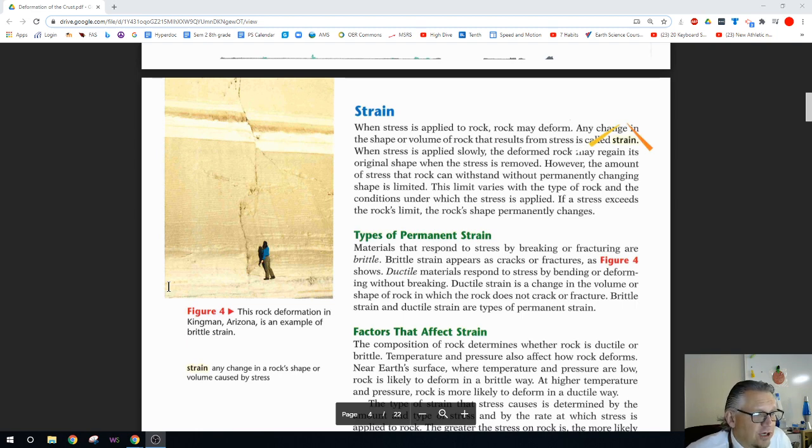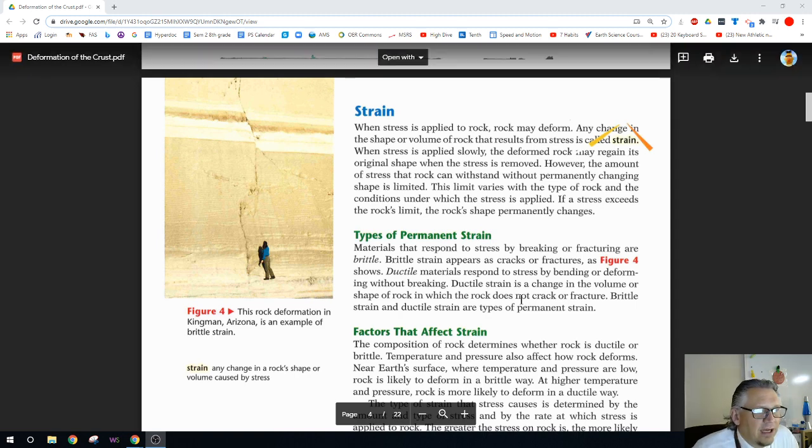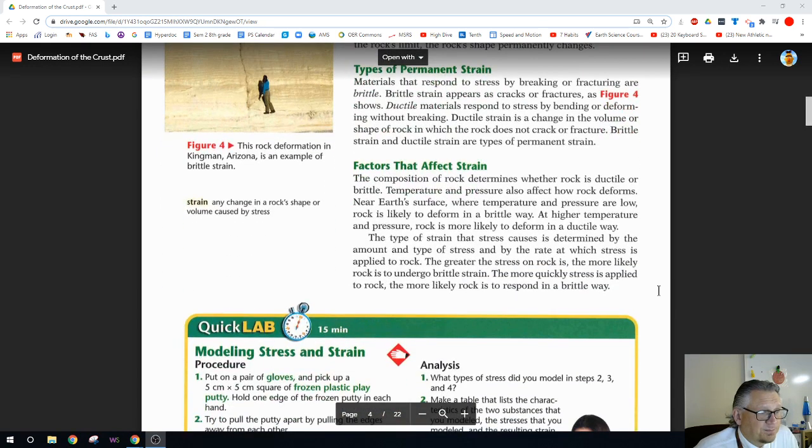Types of permanent strain. Materials that respond to stress by breaking or fracturing are brittle. Brittle strain appears as cracks or fractures. As Figure 4 shows, ductile materials respond to stress by bending or deforming without breaking. Ductile strain is a change in the volume or shape of the rock in which the rock does not crack or fracture. Brittle strain and ductile strain are types of permanent strain.